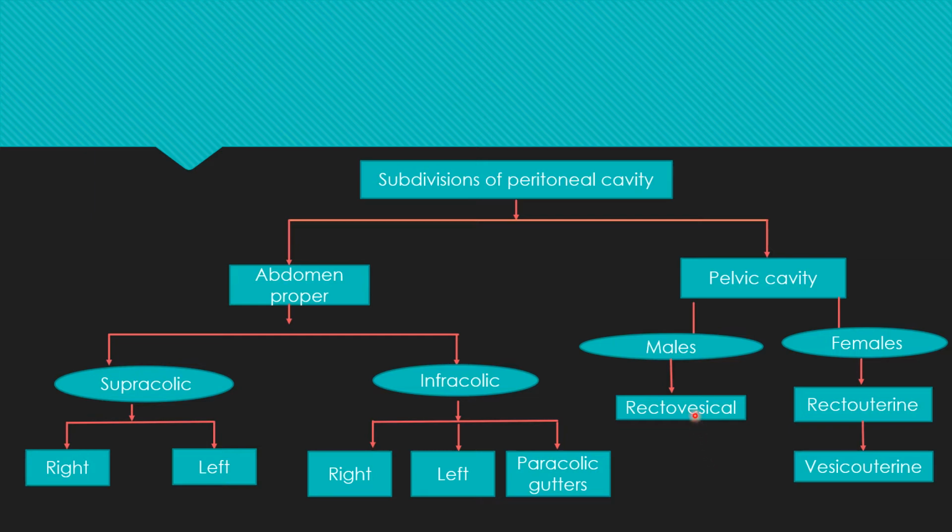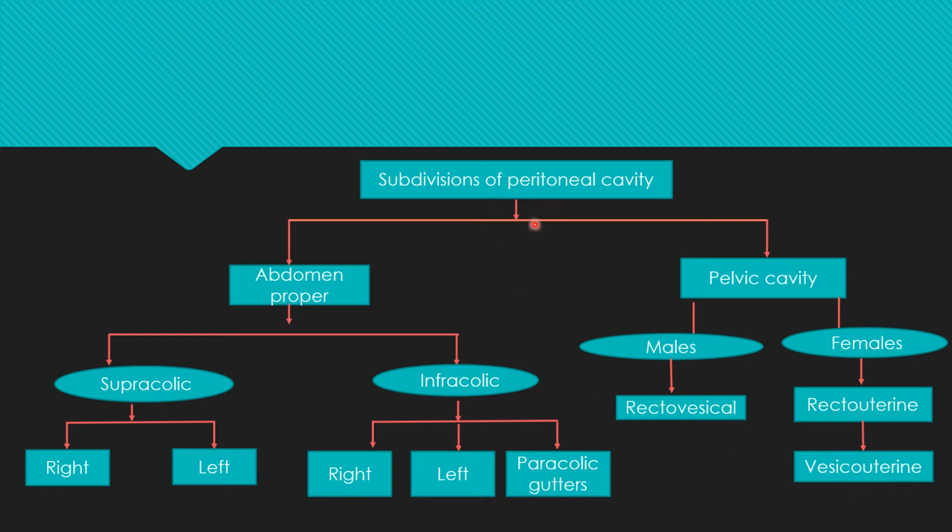So in males, the peritoneal space is known as the rectovesical, and the name indicates: recto is derived from the rectum, vesical is derived from the bladder. So the space between the rectum and the bladder is known as the rectovesical space. While in females, the spaces are 2 in number, which we are going to study in focus. Those are the rectouterine and the vesicouterine. The rectouterine, as the name indicates, lies between the rectum and the uterus, and the vesicouterine lies between the bladder and the uterus.